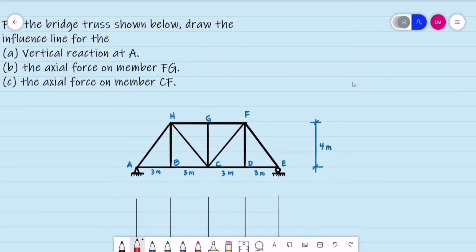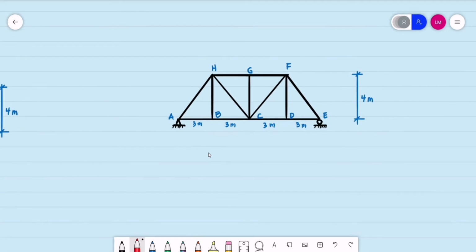So for this given truss, let's have the first requirement, that is the vertical reaction at A. Let us assume that we have this vertical reaction at A, let's say this is R sub A, and the vertical reaction at E, let's say this is R sub E. To represent the moving loads, we are to place a 1 unit load on the deck of this bridge truss, at a distance x from point A.